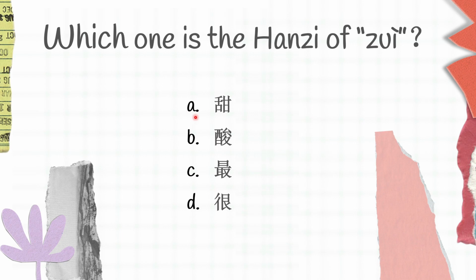A is 甜, B is 酸, C is 醉, D is 寒. The correct answer for this question is C.